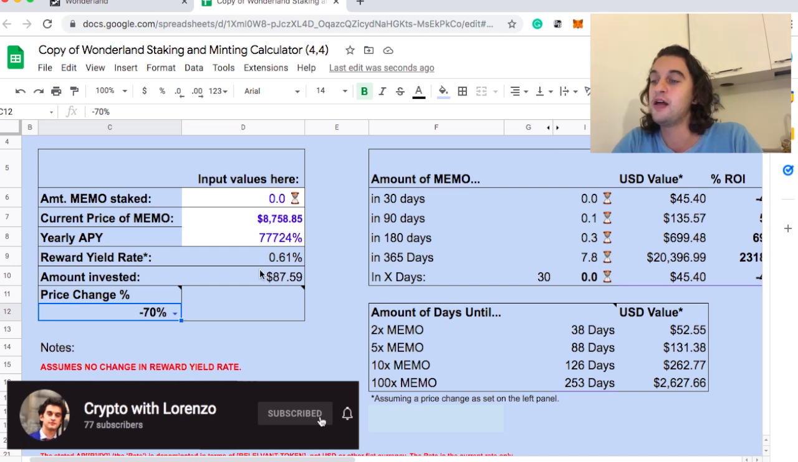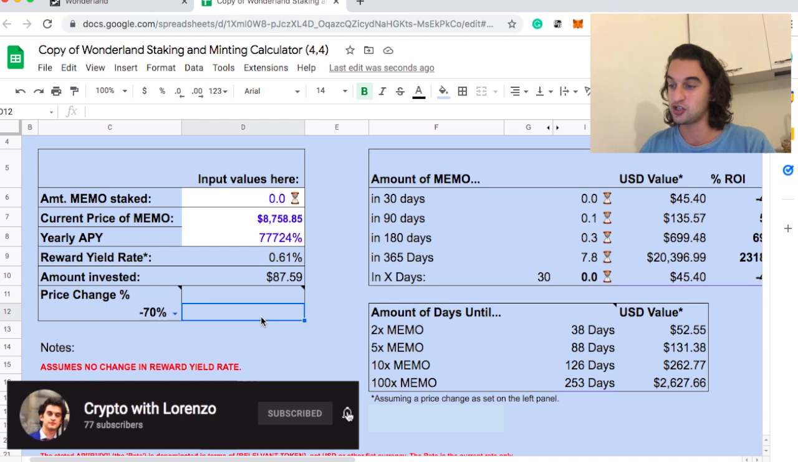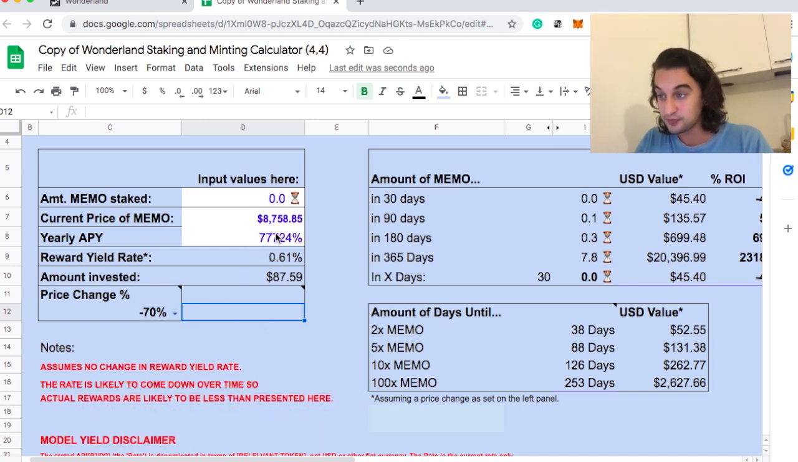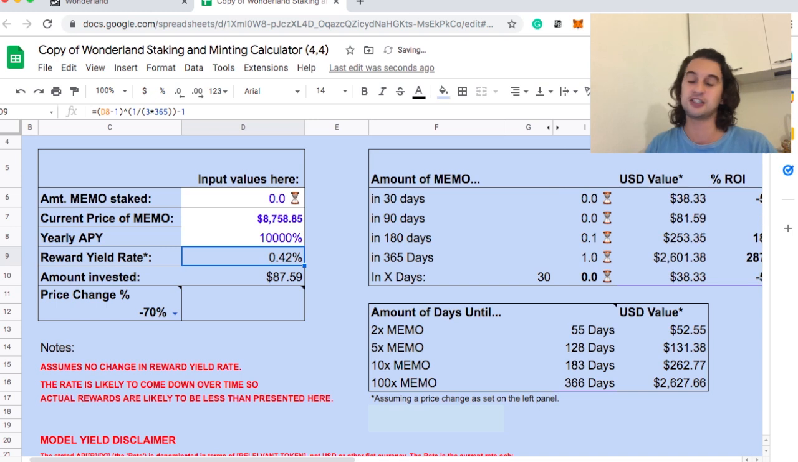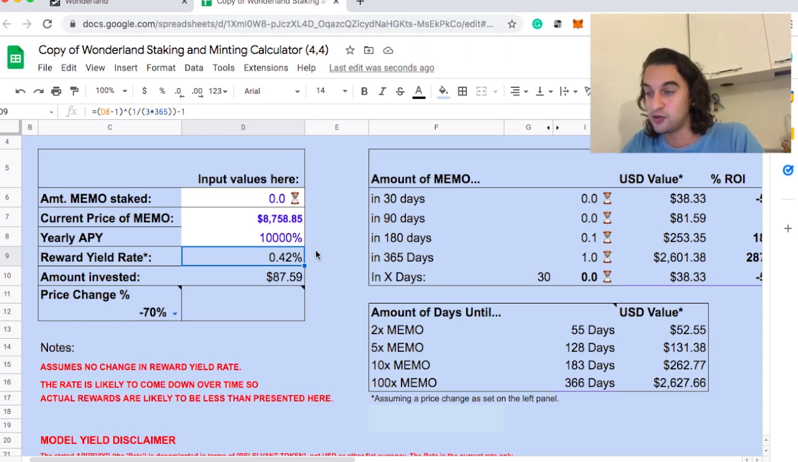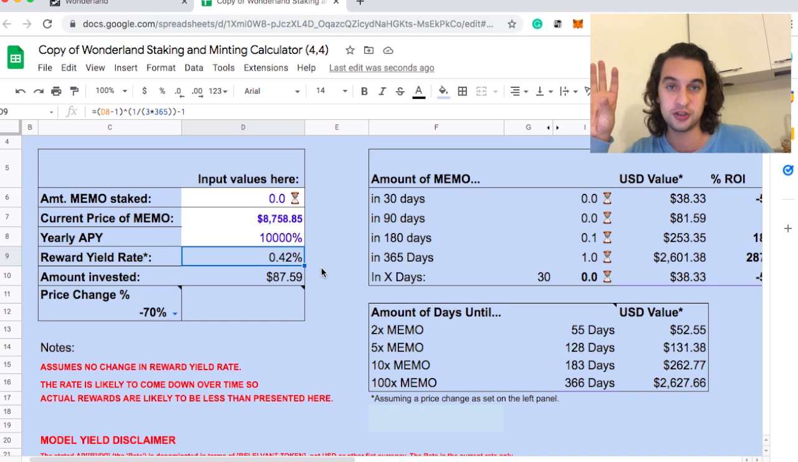Let's say also the price suddenly drops. Let's say the price change percentage, okay. And let's say that the yearly APY drops to 10,000% instead of 70,000%, okay? Fine. 10,000% on $100 with the price change going down 70%. So we're looking at the price going more or less to $1,000 for this coin, and the yearly APY crashing down to 10,000 instead of 70,000.